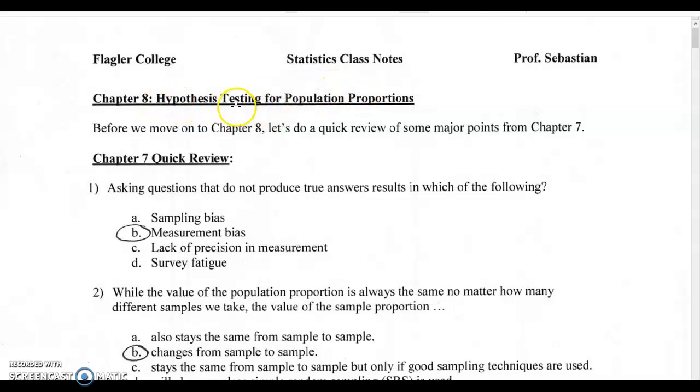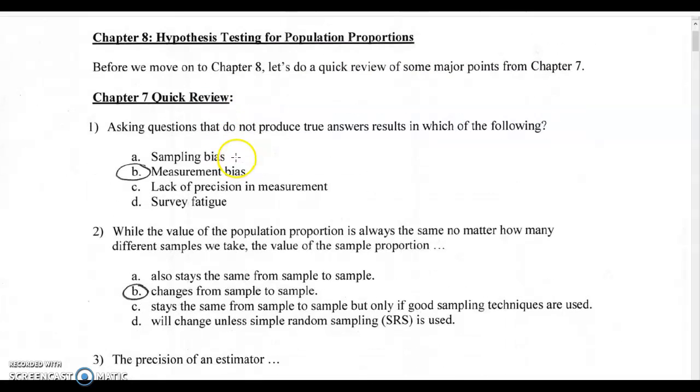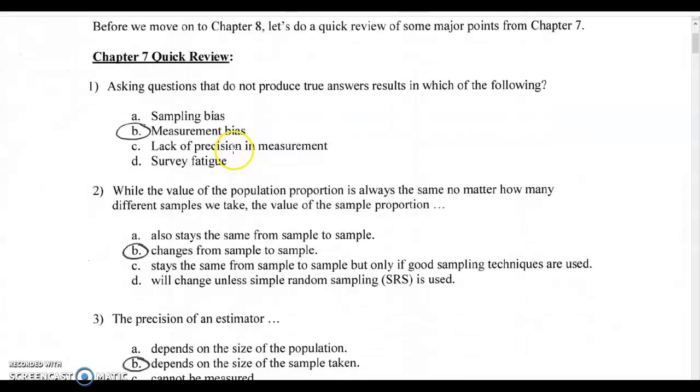Before we do that, I just want to do a quick chapter 7 review because I forgot to do it at the end of the chapter 7.4 notes. So just really quickly, chapter 7 quick review.